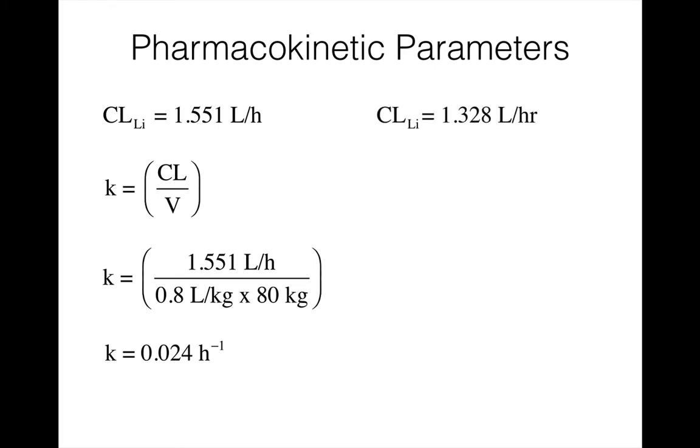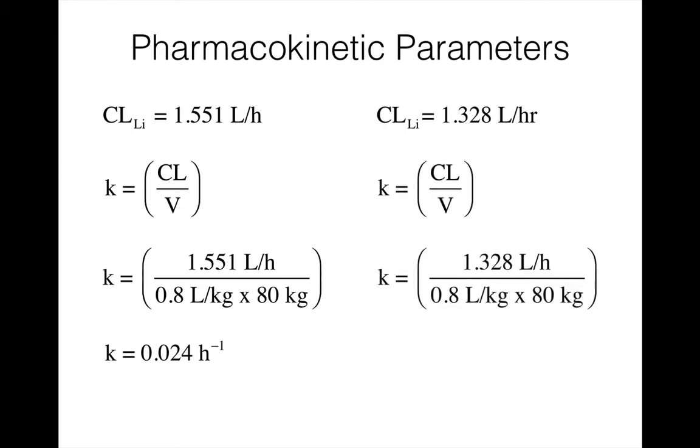For the second method, the clearance was 1.328 liters per hour. K again equal to clearance divided by V. We plug in our clearance of 1.328 and divide by volume and end up with a K for this method's approach of 0.021 hours to the minus 1.